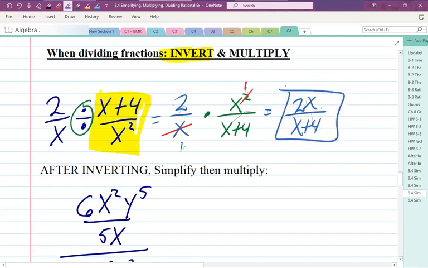Key mistakes here, people try to reduce the 2 and the 4. They can't. The 2x on top, those are two factors. The x plus 4 on the bottom, that is one factor. It's a binomial. You cannot break it apart. If you have another x plus 4, you can cancel those, but you cannot split the top to make it cancel the bottom. It does not work that way.